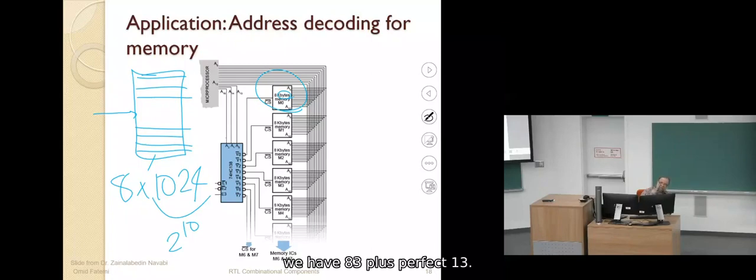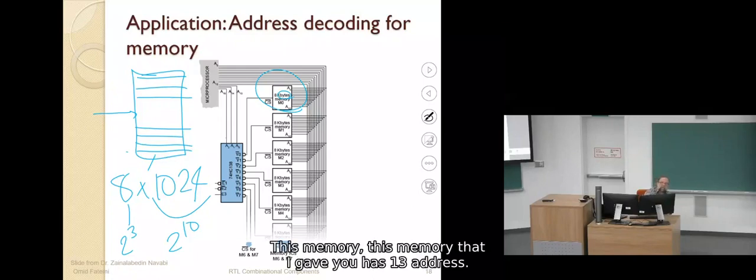3 plus, perfect, 13. This is 2 to the 3. This is 2 to the 13 bits. We need 13 address bits to address each location of the memory. So this memory that I gave you has 13 address bits.